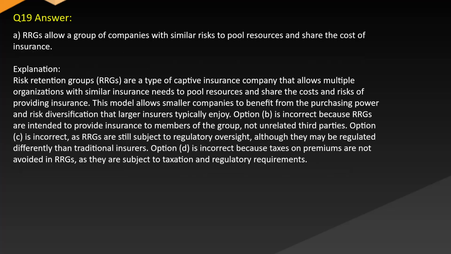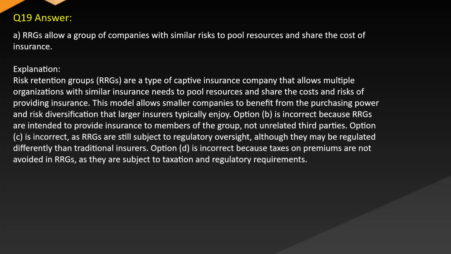Answer: A. RRGs allow a group of companies with similar risks to pool resources and share the cost of insurance. Explanation: Risk retention groups (RRGs) are a type of captive insurance company that allows multiple organizations with similar insurance needs to pool resources and share the costs and risks of providing insurance. This model allows smaller companies to benefit from the purchasing power and risk diversification that larger insurers typically enjoy.